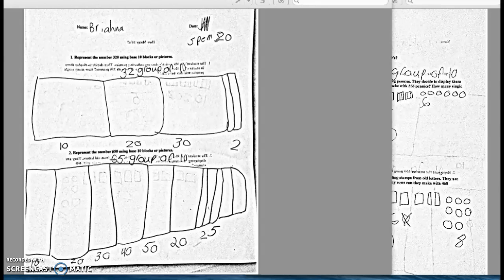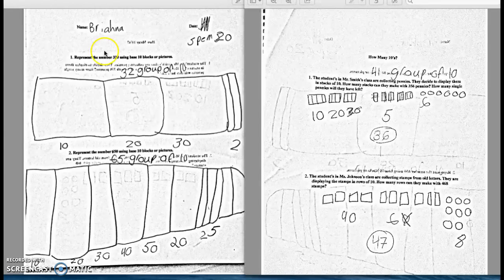I taught my lesson on finding out how many groups of tens there are in three-digit numbers for a student who was struggling with place value. For this first worksheet, I modeled how to find how many groups of 10 there were in 320 using base 10 blocks, and then the student drew out how many groups of 10 there were to get 32.